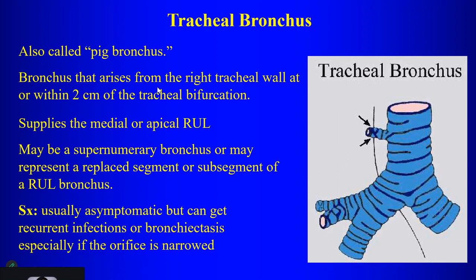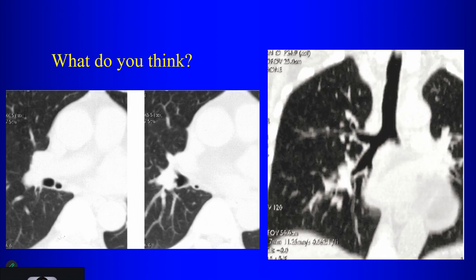So also called pig bronchus, although pigs don't really have this, but bronchus coming from the trachea to the right upper lobe, medial or apical right upper lobe is tracheal bronchus. Most cases asymptomatic, but can result in obstruction and atelectasis. Okay. What do we have here in this case?